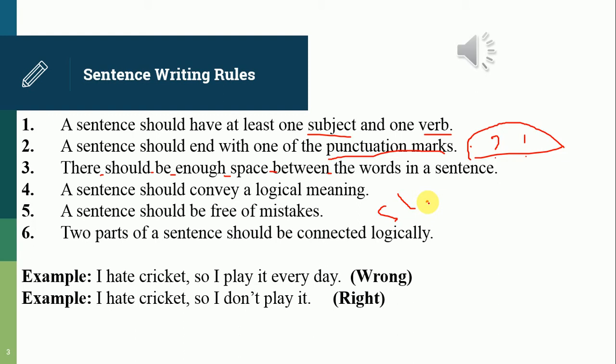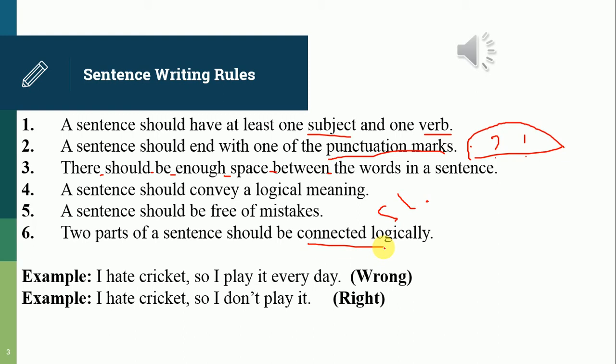Okay. Now next, the two parts of a sentence should be connected logically. Suppose there are clauses: one dependent clause, one independent clause. If you connect them, they should give complete meaning, or they should be logically connected. For example, if I say, if I was sick, I would fly.